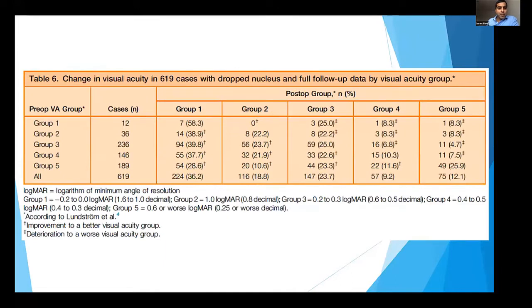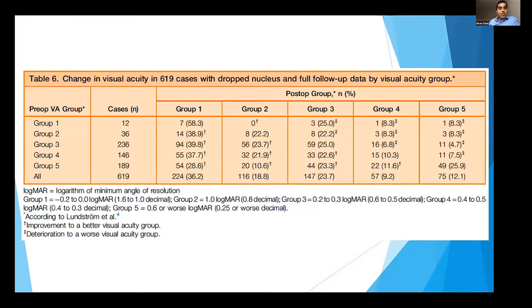And I think the final table is quite interesting. What they do is group visual outcomes into 5 groups, where group 1 are patients with very good visual acuity between minus 0.2 and 0 logMAR. Group 2, you'll see there's a typing error in the table. Group 2 obviously means between logMAR 0 and logMAR 0.2. And so on, with reducing visual acuity.